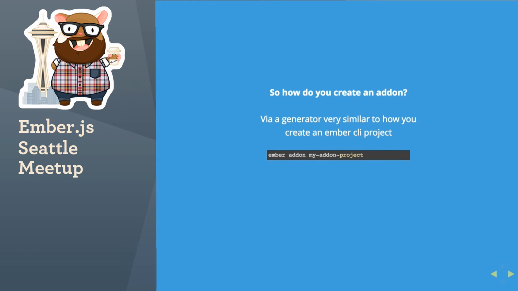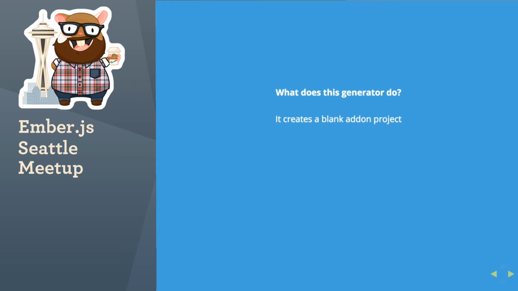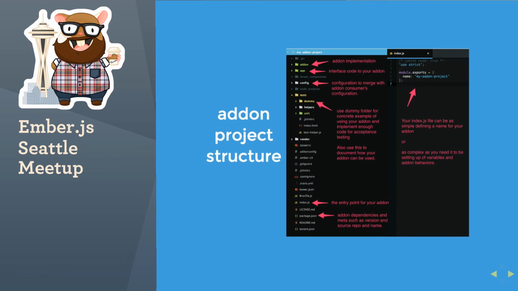So how do you create an add-on? It's just like anything else in Ember-Cli. There's a generator for it. Ember add-on, my add-on project. So it's just a simple little line of code. So what does this generator do? It creates a blank project.